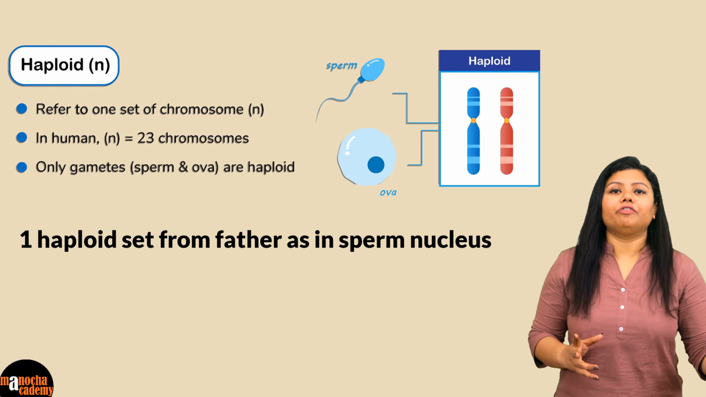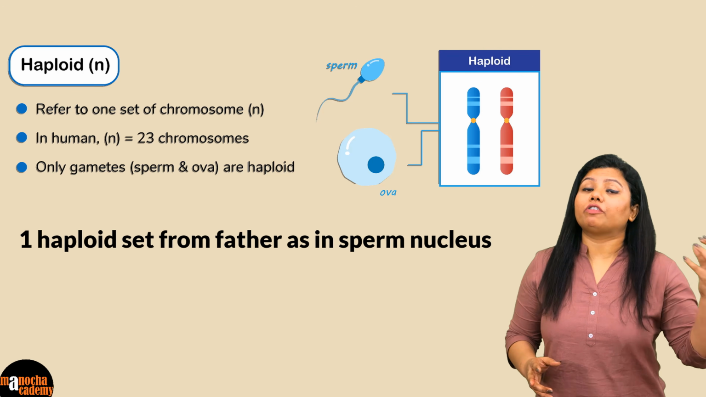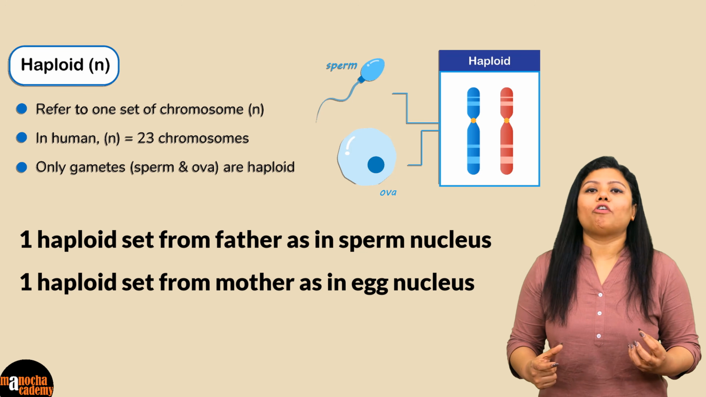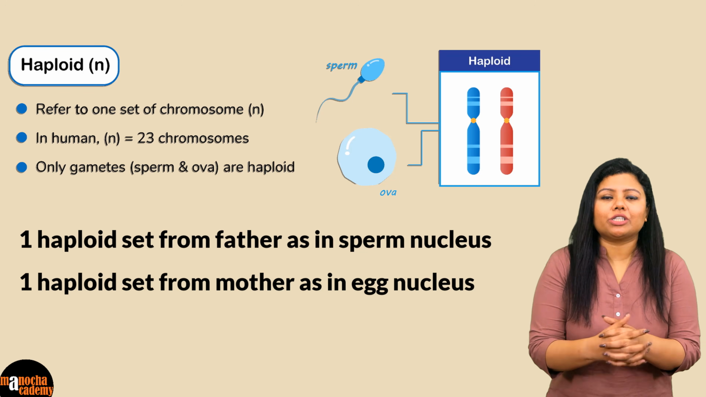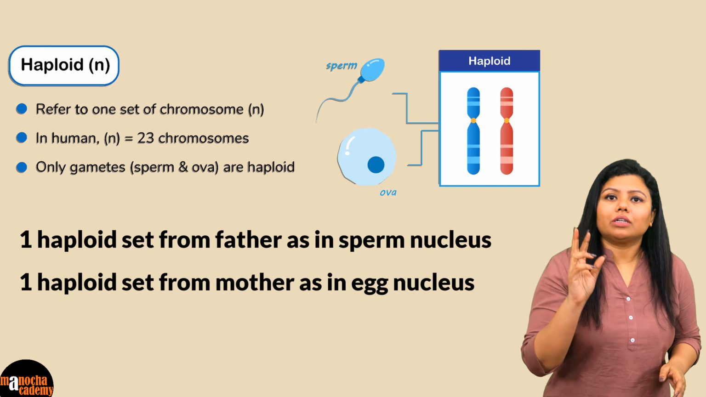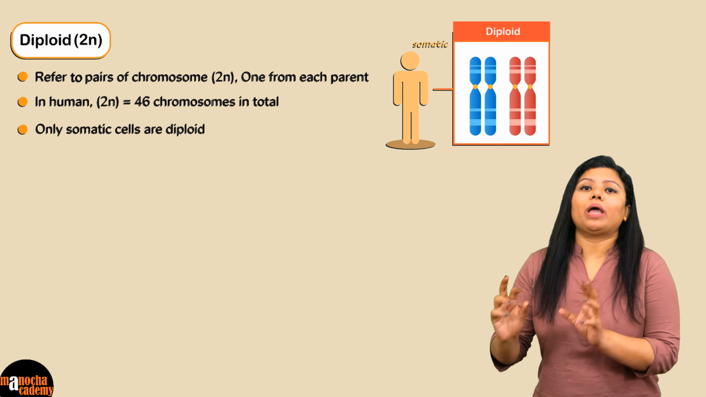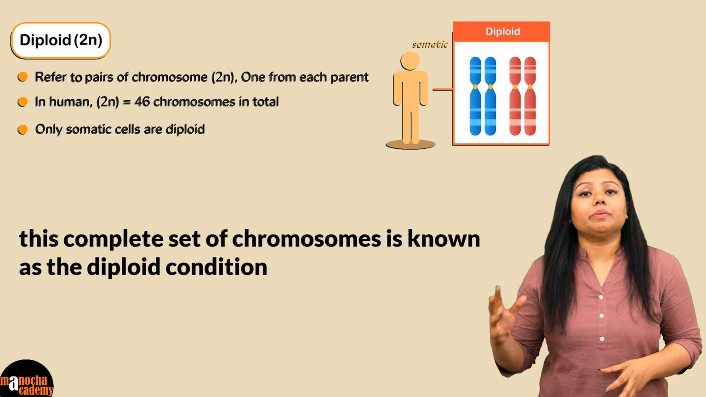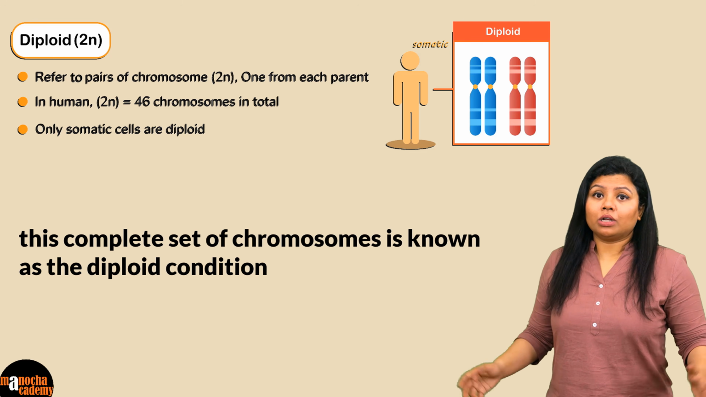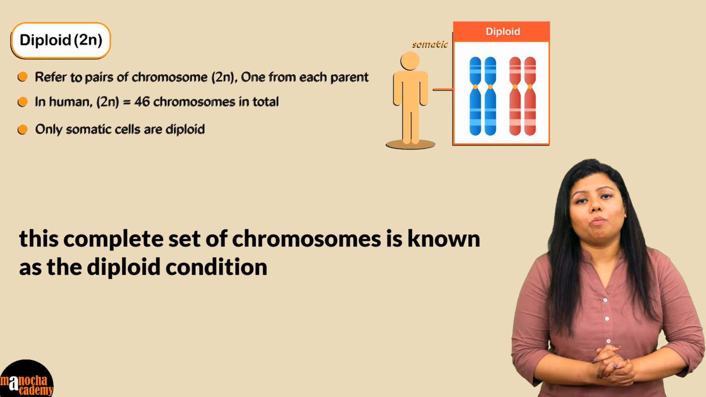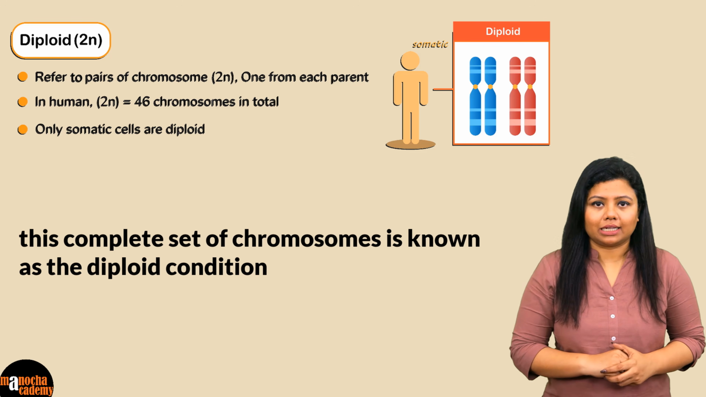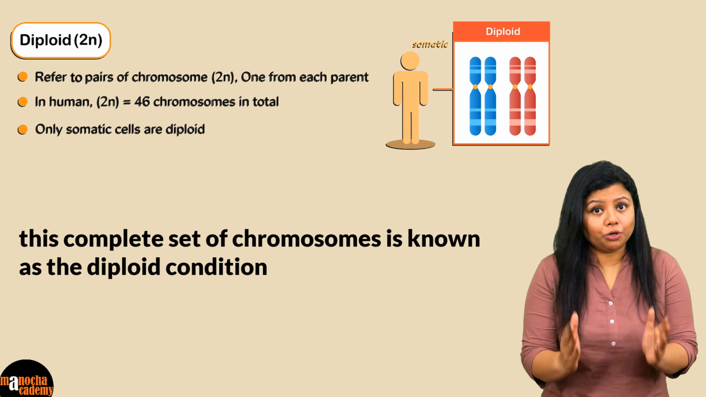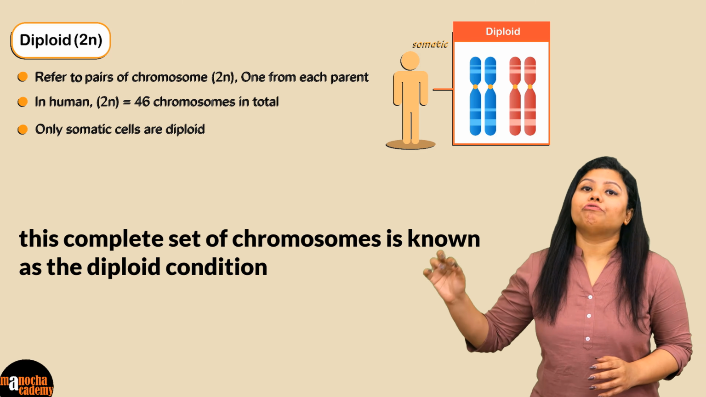We get half of this set from our father in the form of sperm nucleus and half of this set of chromosome from our mother in the form of egg nucleus that fuses to give rise to a complete set, that is 2n. Now this complete set of chromosomes is known as the diploid condition. So if your cells have a chromosome number of 46, we consider this to be equal to 2n. That is, for you, 2n is equal to 46.